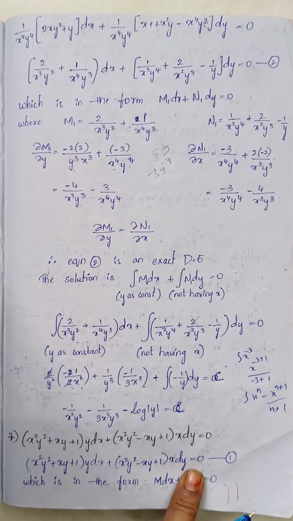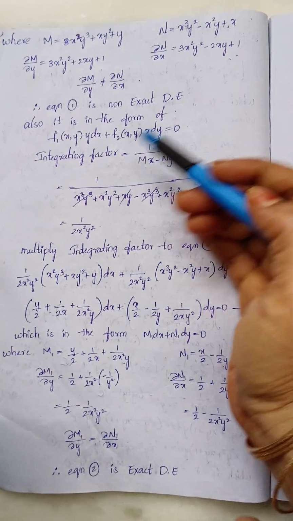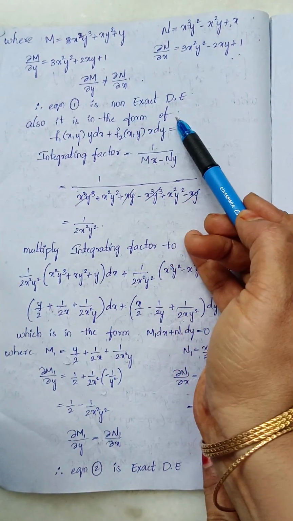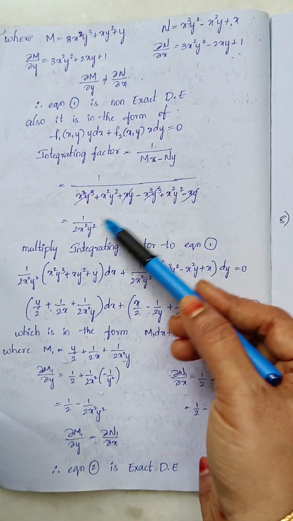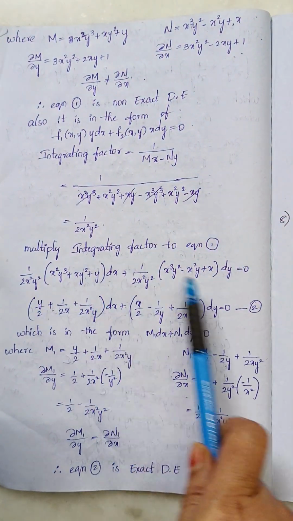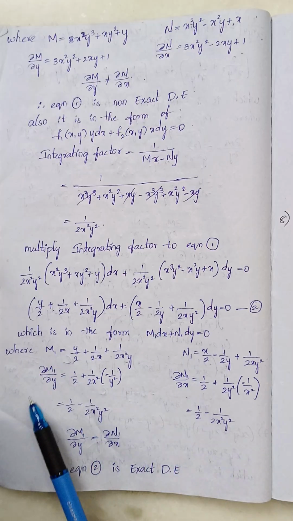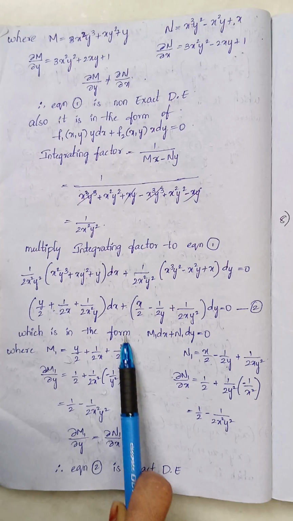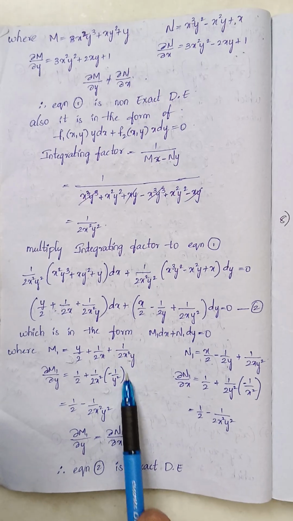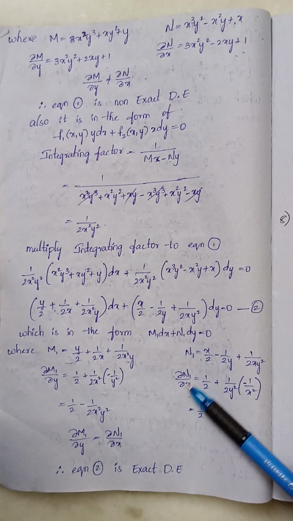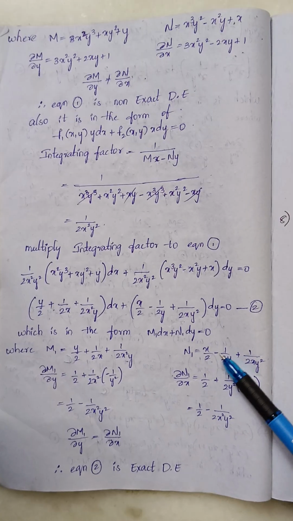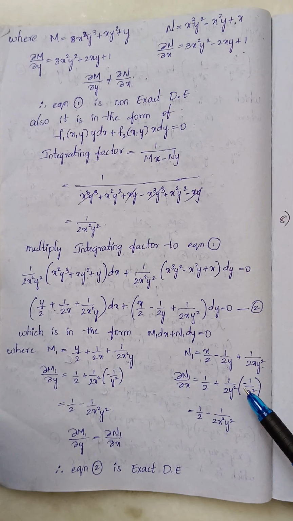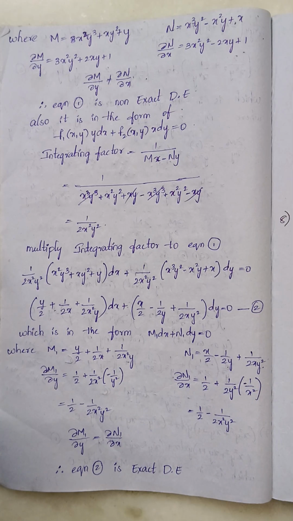Here also similar problem. Say del M by del y is not equal to del N by del x means it is non-exact. Again take the integrating factor, multiply with this, then M1, N1. With respect to y means here 1 by 2, here 0. With respect to y means constant into 1 by y means minus 1 by y square. With respect to x means 1 by 2 here, here 0. With respect to x means 2y square constant, 1 by x derivative is this one. Both are equal, then solution.